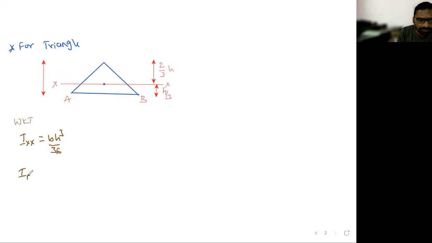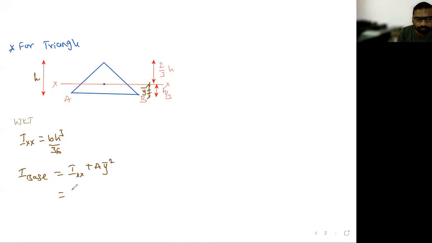I about base is equal to, tell me, I(x)(x) plus area into the distance squared. This is h, I will not take h, I will take it as y bar, because h is already denoted here. This is y, the distance from the base to the centroid. Next, what is the value? I want to determine I about base.